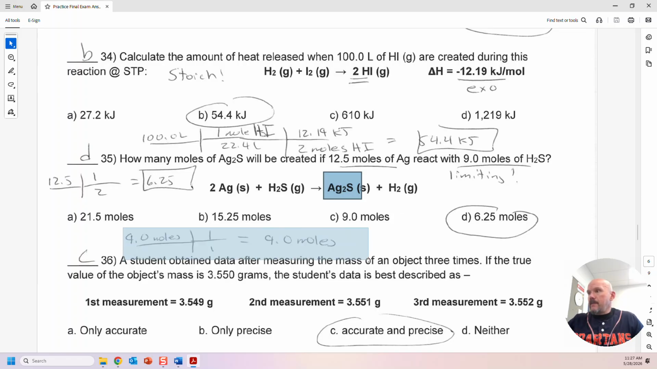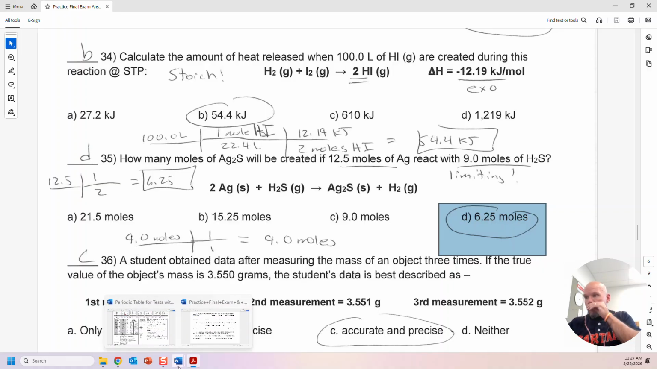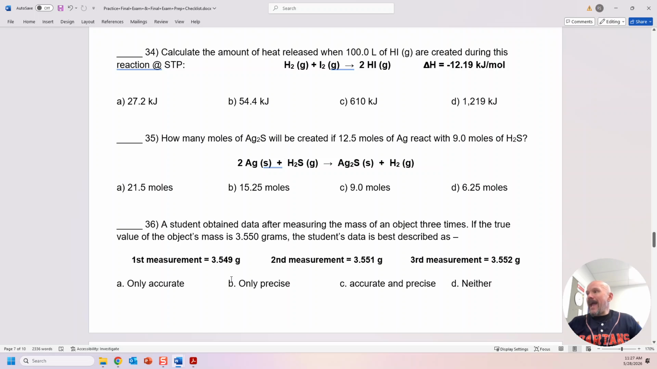And then if we do the same stoichiometry, but with H2S, remember now it's a 1-to-1 ratio, right? 1-to-1, okay? We would take our 9 moles of H2S, multiply it by 1/1, and that means 9 moles of Ag2S, right? So we have enough hydrogen sulfide to make 9 moles of this, but we only have enough silver to make 6.25 moles of this. So the answer is 6.25. That's how much we can make, and the answer is D. Okay. So a little limited reactants there.